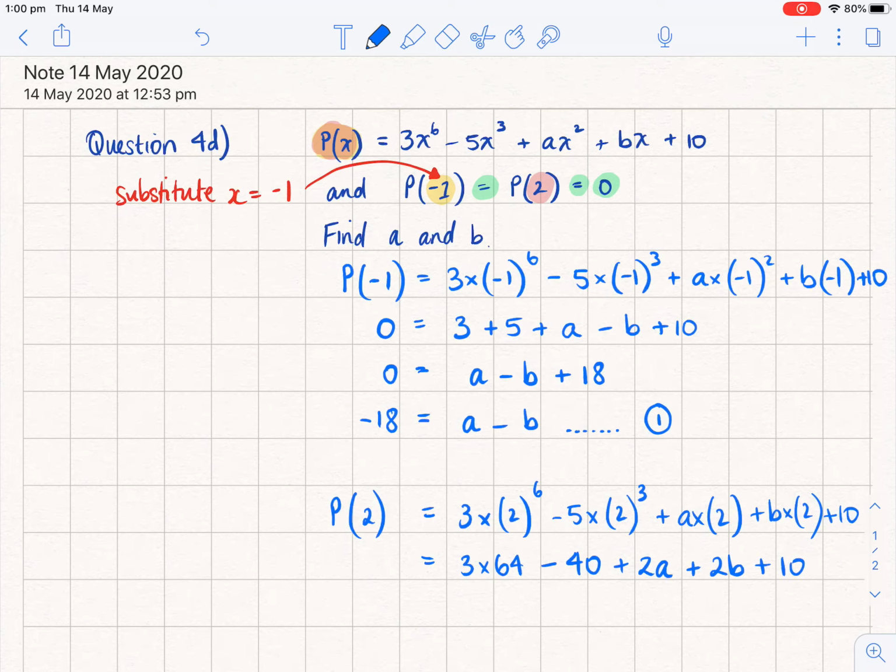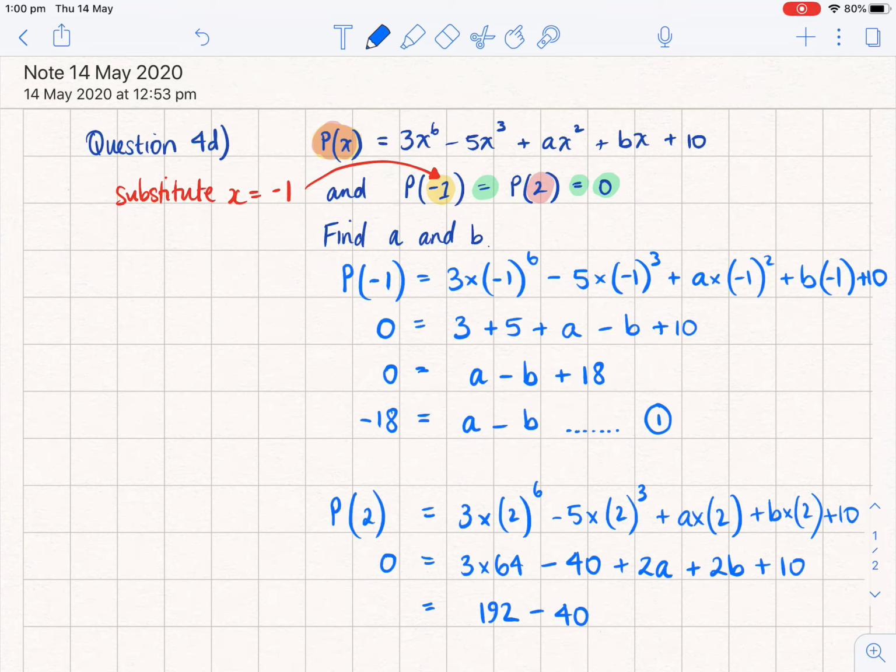And again, what goes on the left-hand side? Well, this is still equal to 0. So now I've got to tidy up my equation. 64 times 3, well 60 times 3 is 180, 4 times 3 is 12, so that's 192.